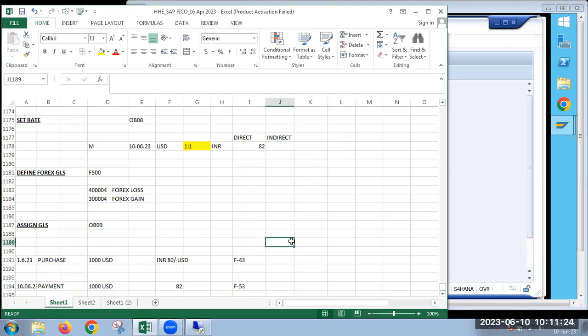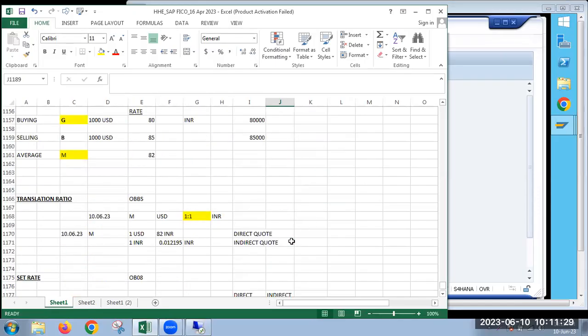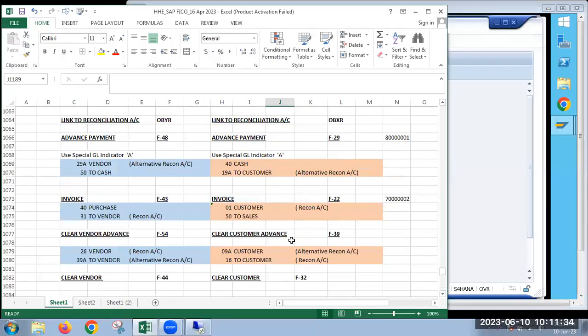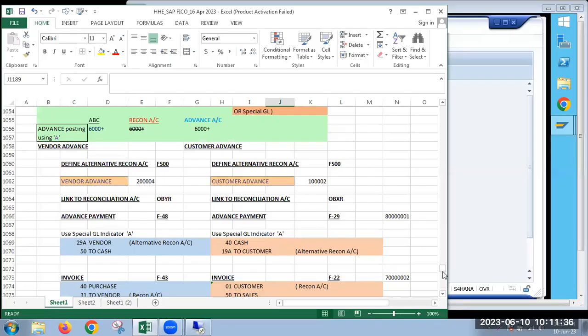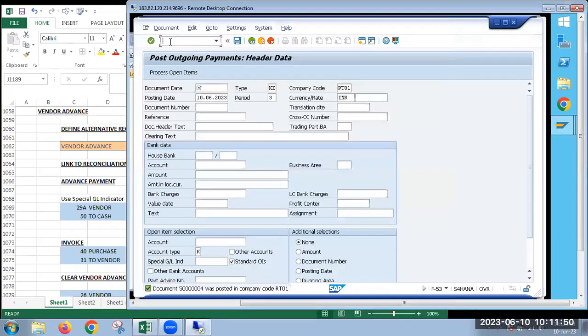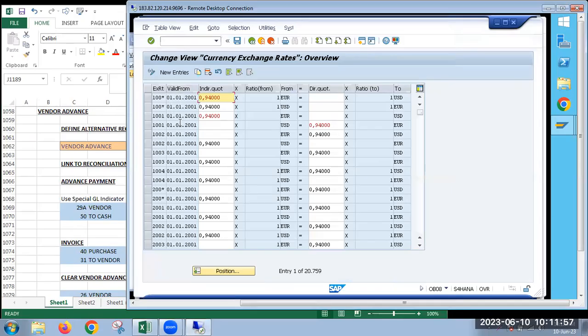Is it clear? Any question on this forex foreign currency transactions? Yes, sir. Is it necessary to give these rates for each and every day? Yes, we have to. Whenever we have a different rate or transaction, we have to provide the rate. And also the rate is not for a particular date, because here the rate is from a date. In OB08, you can see valid from.